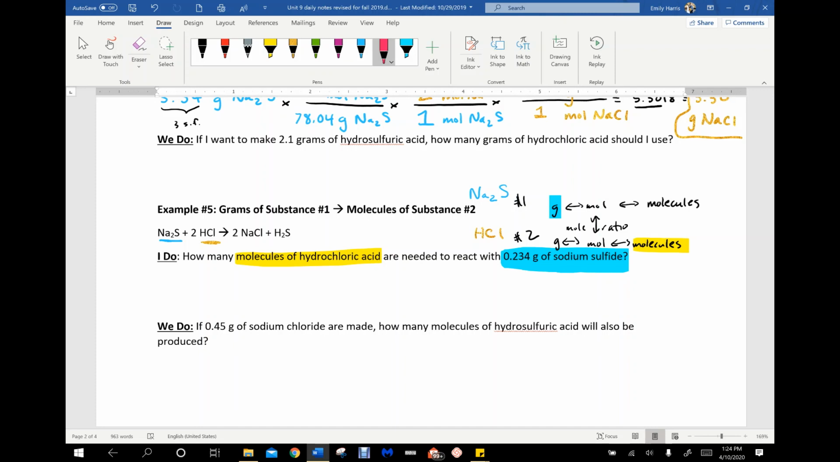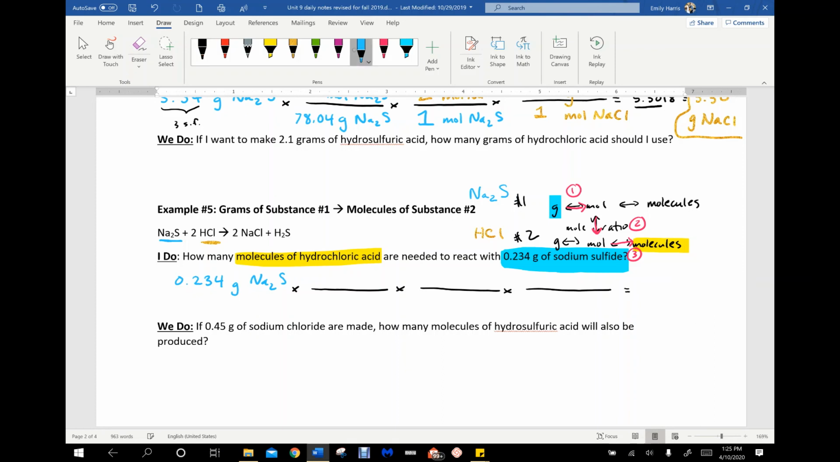Because I need to use the mole ratio, my first step will be to convert from grams to moles of Na2S. Then I can use the mole ratio to go from moles of Na2S to moles of HCl. Finally, I'll go from moles of HCl to molecules of HCl. Again, my molecules are looking at it from the tiny perspective. All right, so let's get started. I'll start with my 0.234 grams of sodium sulfide, and I'll set up 3 steps.